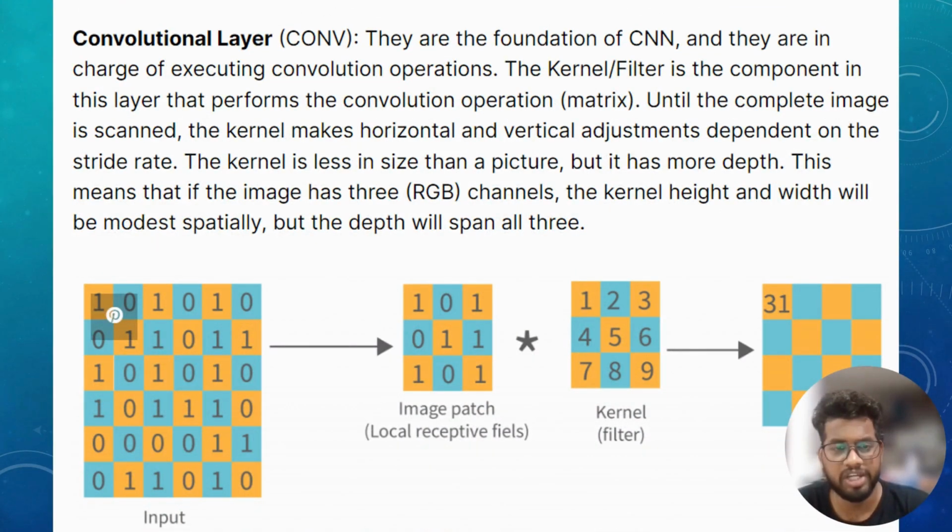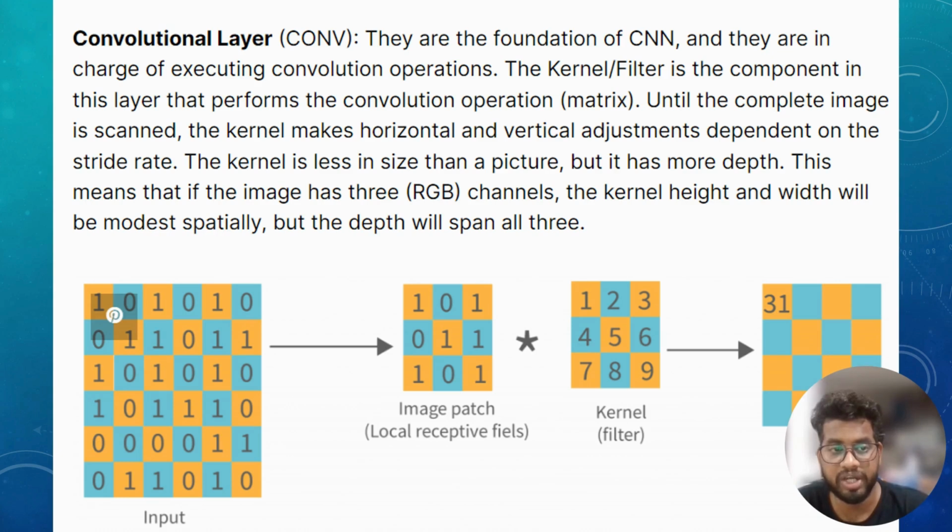Talking about the convolution layer, what is a convolution? Convolution layers are the foundation of CNN and are in charge of executing convolution operations. The kernel, or filter, is the component in this layer that performs the convolution operation. Until the complete image is scanned, the kernel makes horizontal and vertical adjustments dependent on the stride rate. The kernel is smaller in size than the image, but it has more depth. This means that if the image has 3 RGB channels, the kernel's height and width will be modest spatially, but the depth will span all 3.